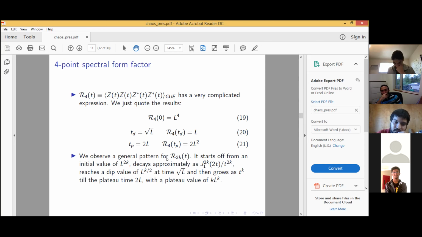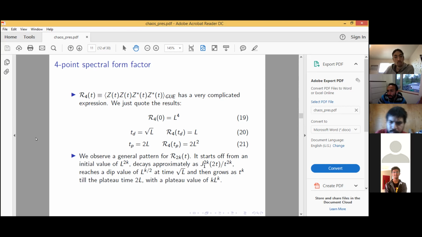So it starts off from an initial value of L to the 2K. Then it decays as J1 to the 2K of 2T divided by T to the 2K. It reaches a dip value of approximately L to the K by 2 at a dip time of root L. And then in the ramp part, it grows as T to the K, and all of them have a plateau time of 2L and a plateau value of K into L to the K.